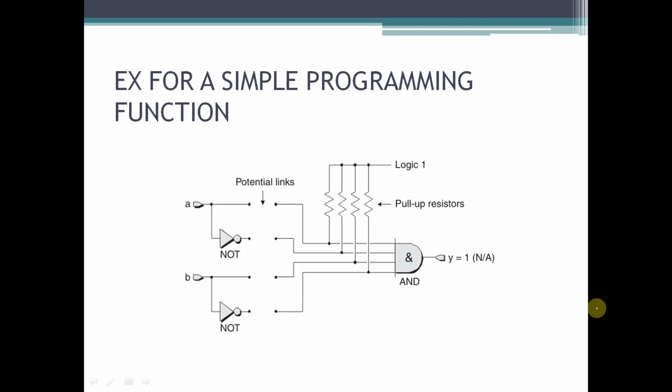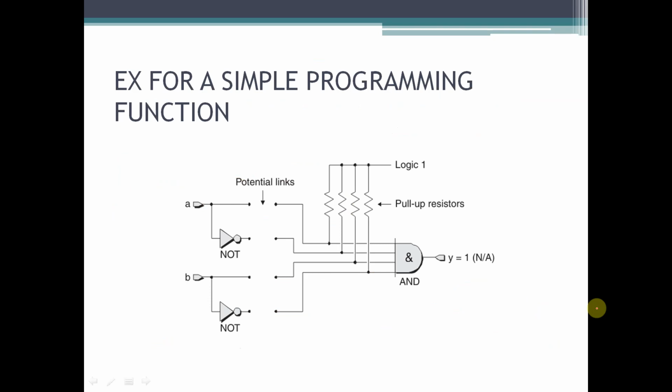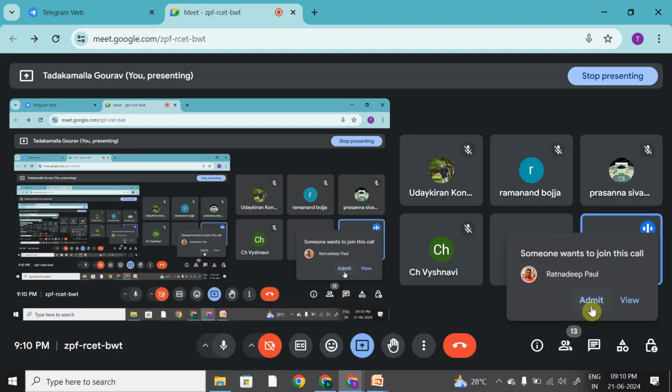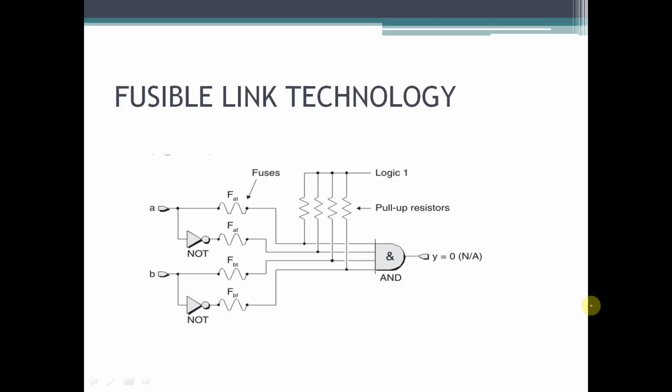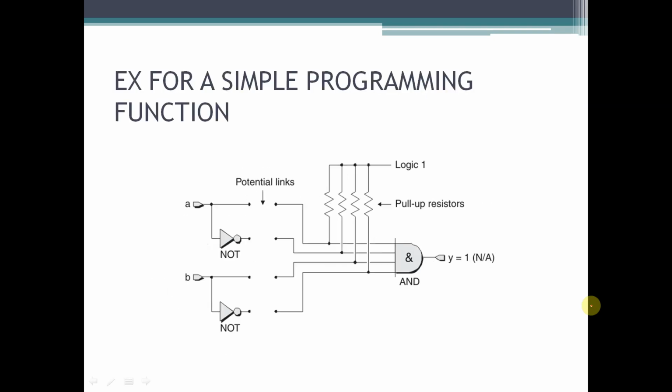So before going to discuss more about FPGA, let's see how this programming, reprogramming is achievable in FPGAs. We will see some basic concepts like how can we program, how can we reprogram a function. I have taken a few examples of reprogrammability. These are the technologies used in the past in FPGAs. We will discuss this and see how the technologies have evolved.